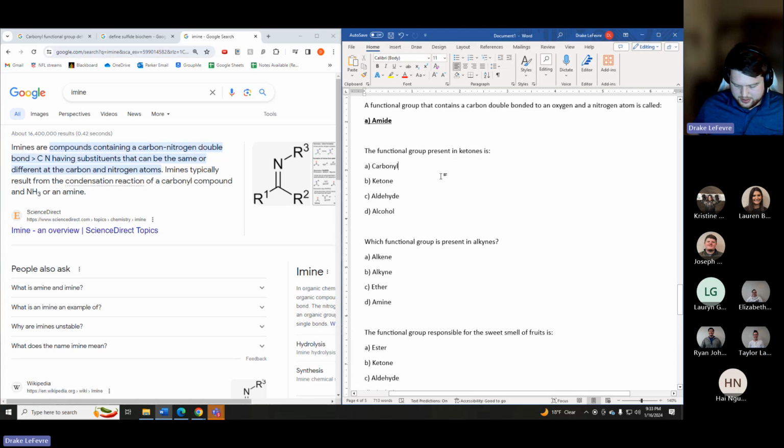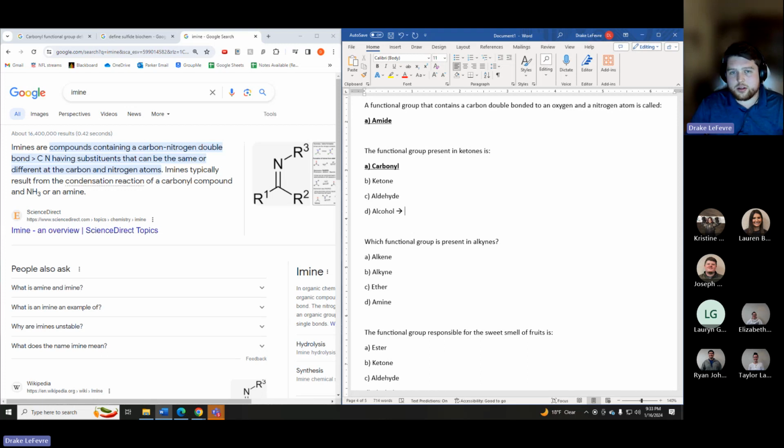Alcohol. Our carbonyls. The carbonyls is correct. Remember, alcohols. Alcohol is not a functional group. What is the functional group that's inside of alcohol? Hydroxyl.